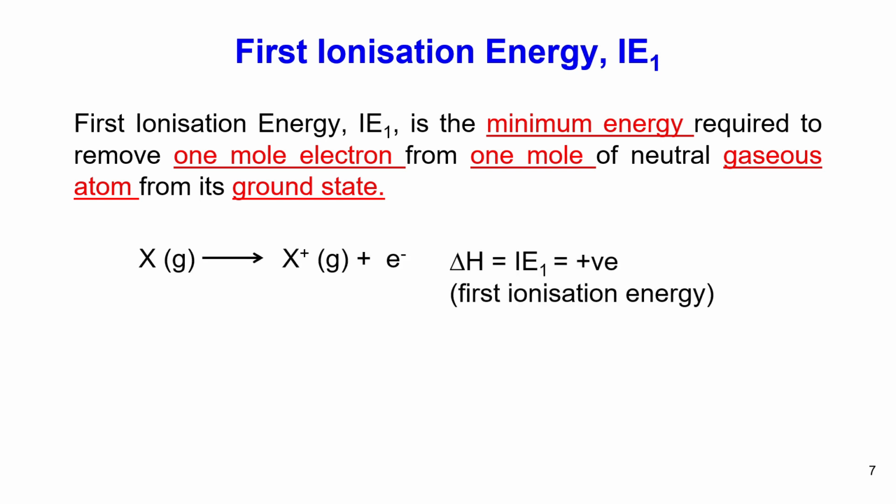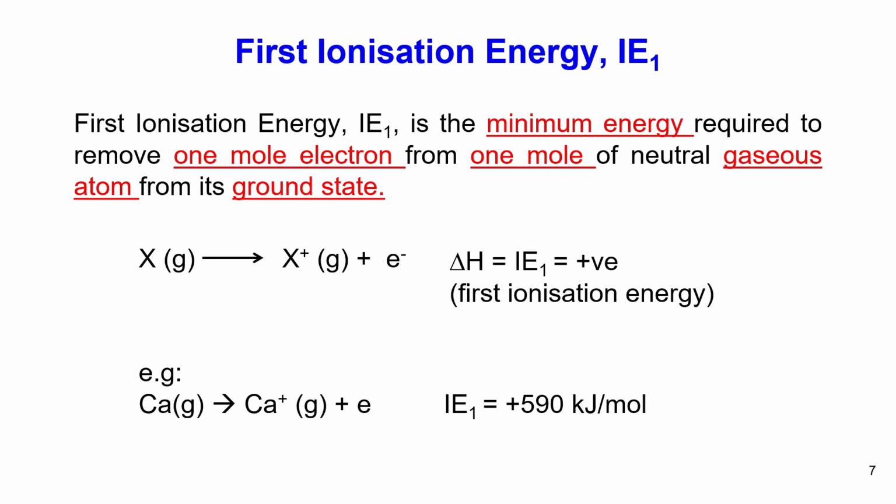Say we have an atom X in gaseous form. When we remove one electron, it becomes X+ plus e-. Delta H is equal to IE1, which is the energy required, so we put it as positive: first ionization energy. For example, we have calcium. Calcium will remove 2 electrons. When it removes the first one, we call it IE1, the first ionization energy.